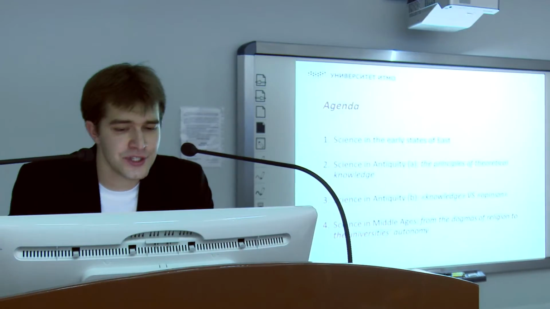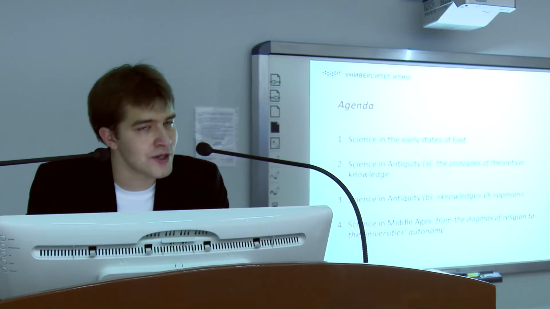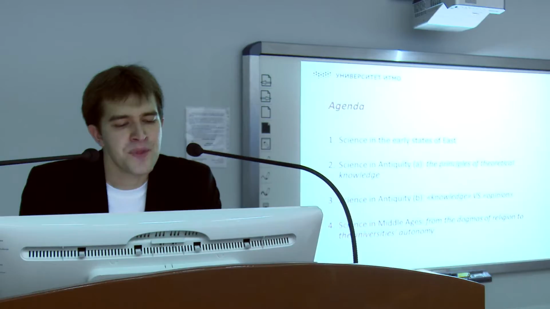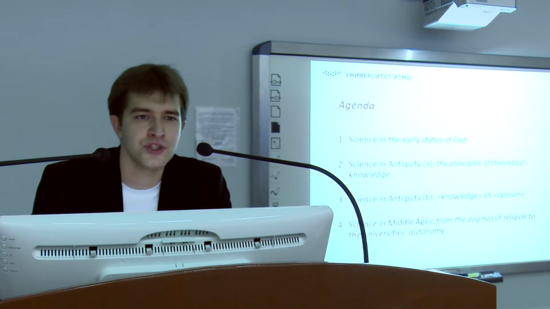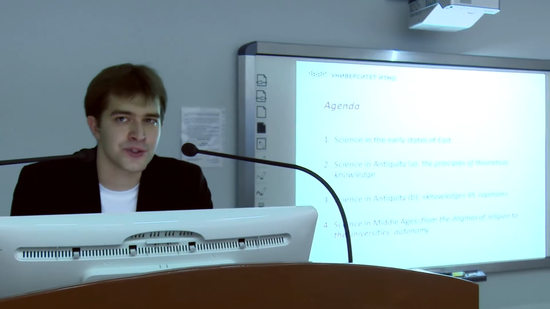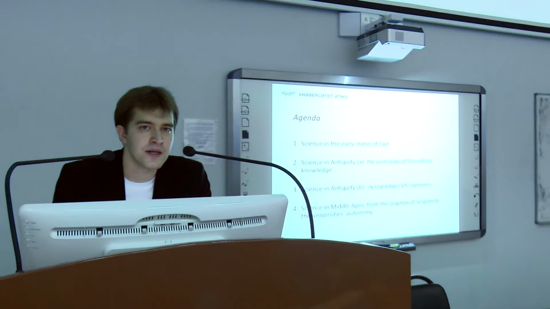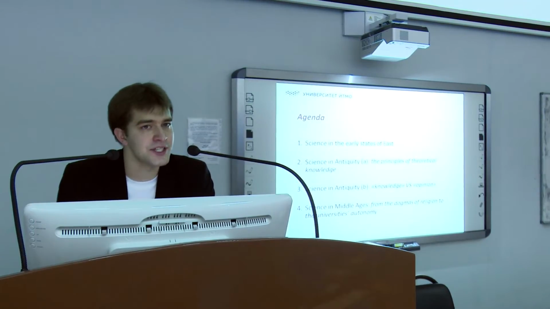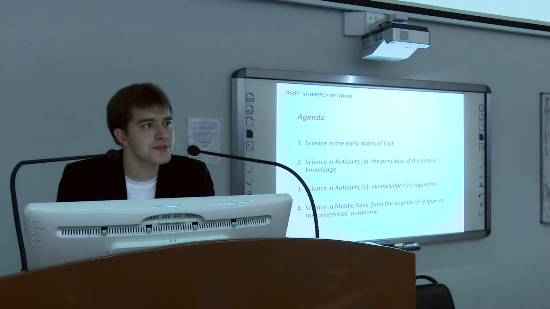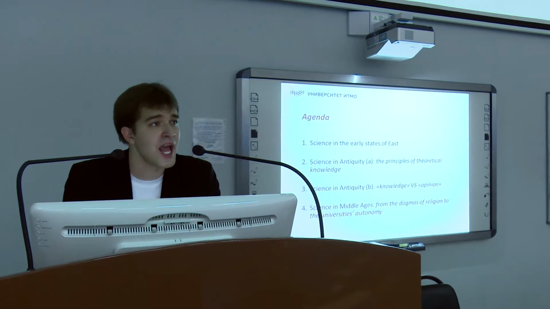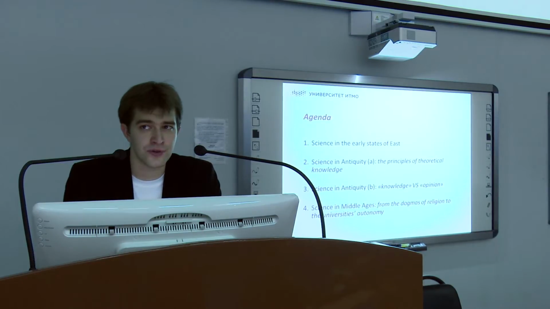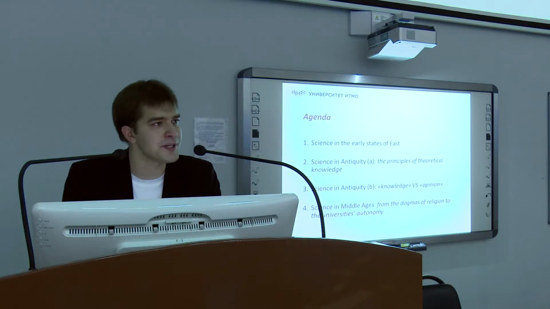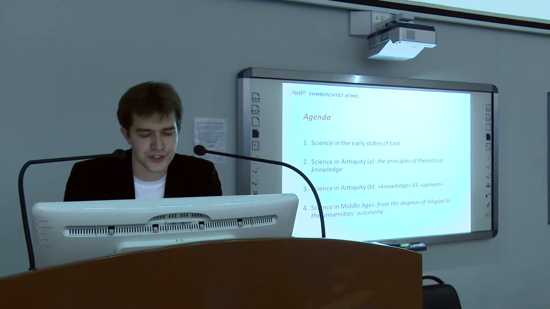And here we have two positions. Position A is the principles of theoretical knowledge, so how did theoretical knowledge appear? And position B, the second one, is knowledge versus opinion. How did the ancient tradition, first of all the Greek tradition, separate the ideas of knowledge? What did knowledge mean for the Greek mentality, and what did opinion mean for the Greek mentality? Because these positions are really crucial in terms of understanding the specific scientific approach to the question discussed.